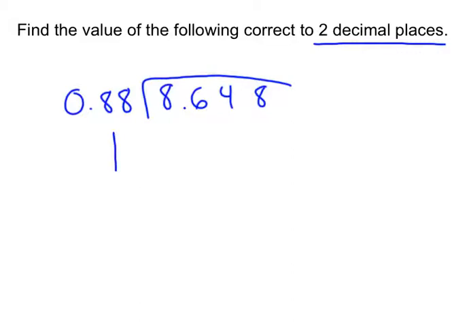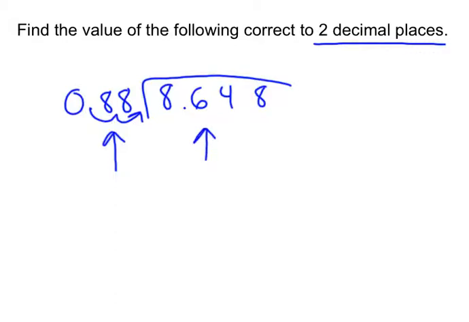When taking a look at the divisor, we see that it's a decimal. We know that we must change this to a whole number in order to divide. So we're going to move our decimal place 2 spots over to the right in order to make it whole. Now we know that whatever we do to our divisor, we must also do to our dividend.